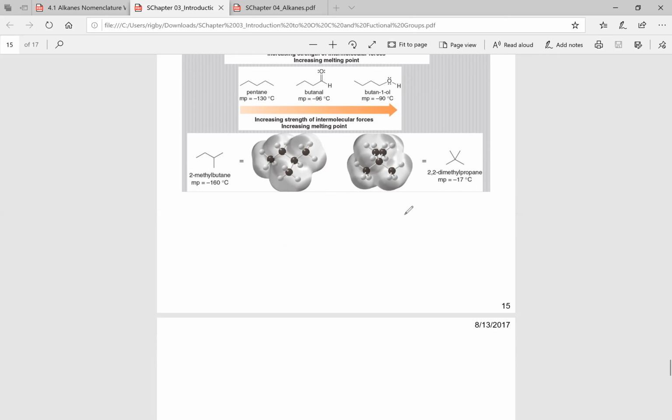That's something that you'll get into later when you get into alkenes, which, a reminder, that's just a molecule with a C-C double bond.